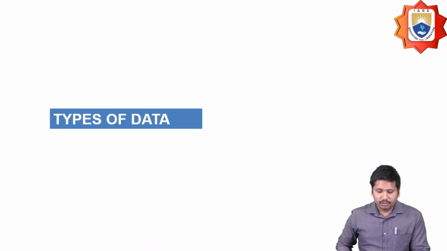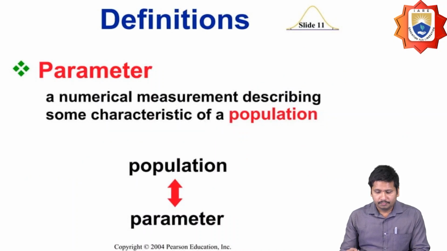Then comes types of data. The data may be of different types. Before going to see this, we should see the basic terms that are going to be needed. Parameter means a numerical measurement describing some of the characteristics of the population.